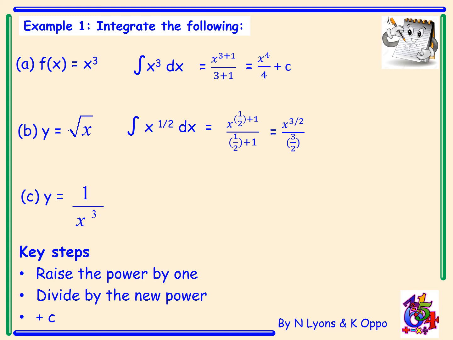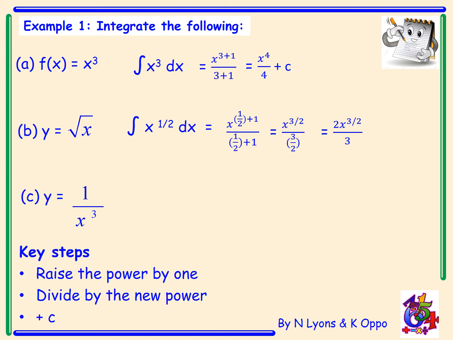Now watch, we're now having to divide by fractions. So when you divide by a fraction, you flip it upside down and multiply. So now we've got 2/3 x to the power 3 over 2. Now you can either have the 2/3 at the side, or you're going to have 2x to the power 3 over 2 divided by 3 as shown.